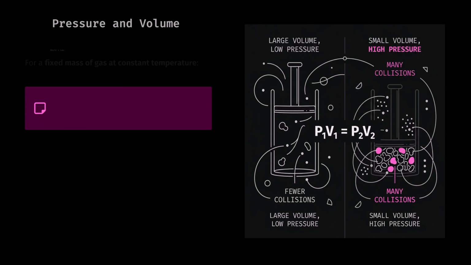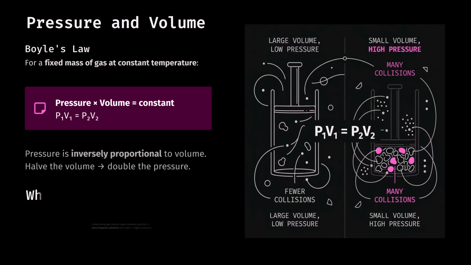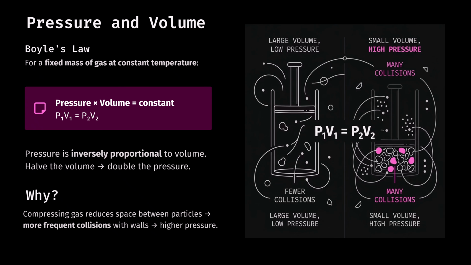Boyle's law states that for a fixed mass of gas at constant temperature, the pressure multiplied by the volume is constant. If volume goes down, pressure goes up. At the microscopic level, gas pressure is caused by gas molecules constantly colliding with the walls of their container.